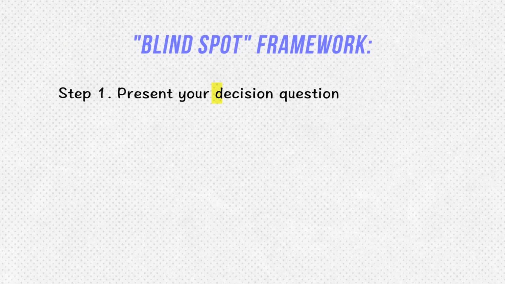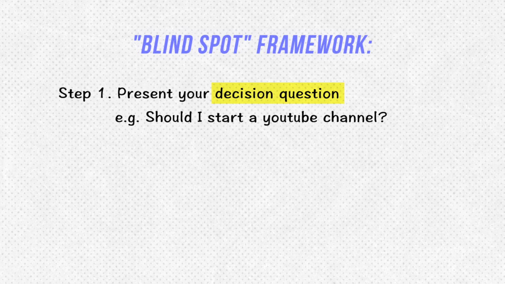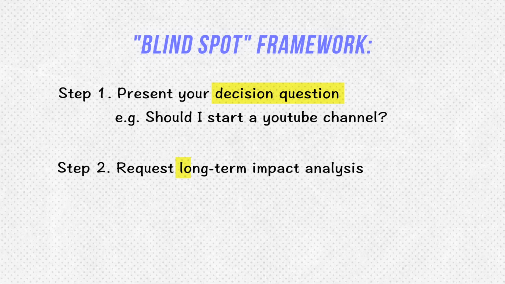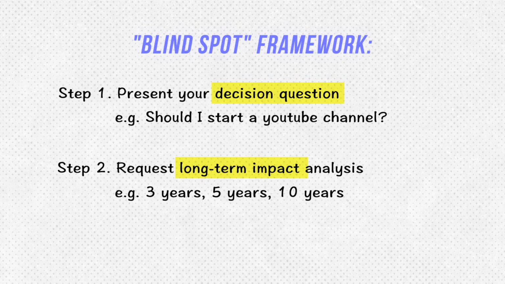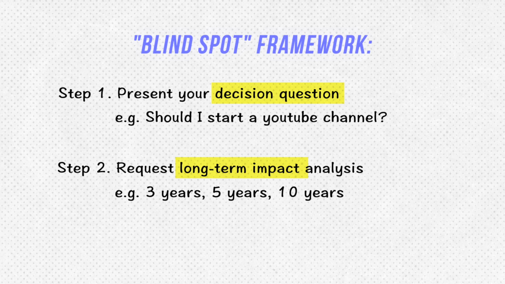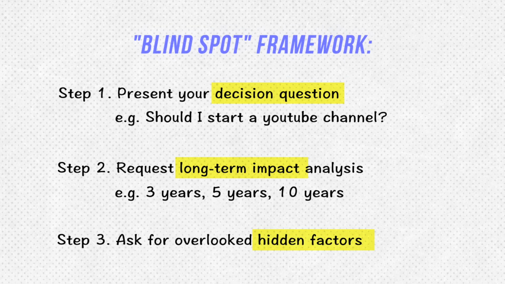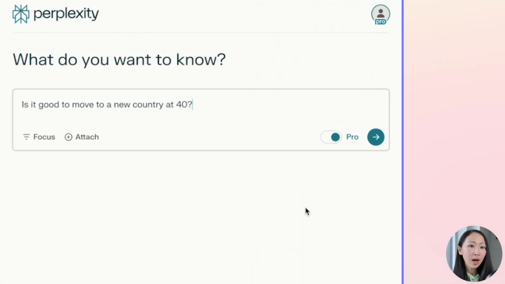First, we present a decision question, such as, should I start a YouTube channel? And then we request a long-term impact analysis, like 3 years, 5 years, or even 10 years, and then ask it to consider overlooked hidden factors. For example, I have a decision question: is it good to move to a new country at 30?